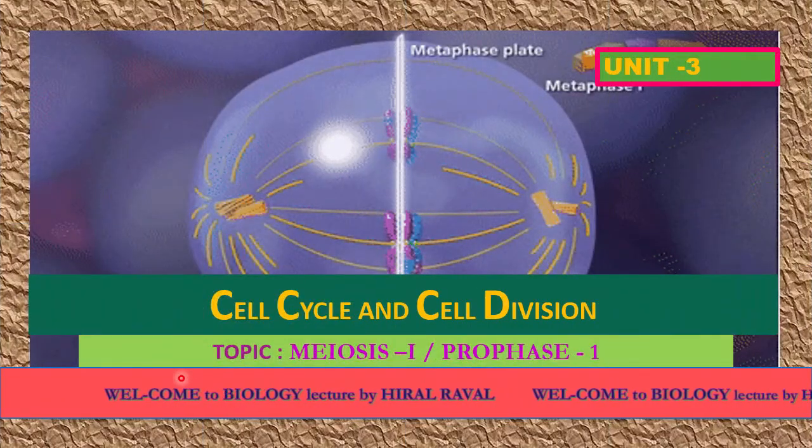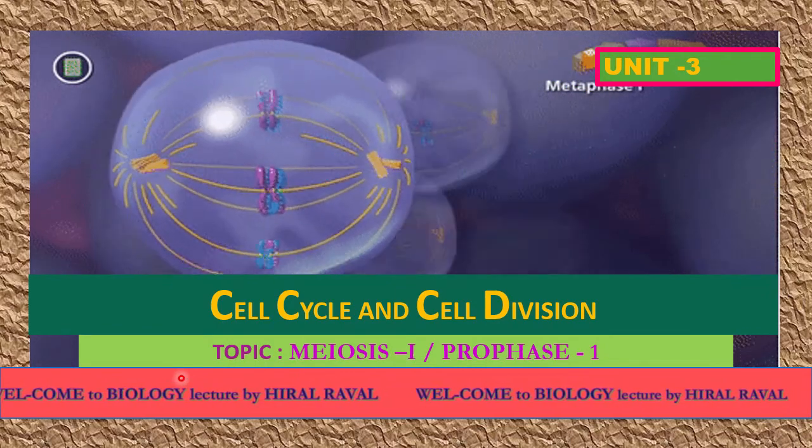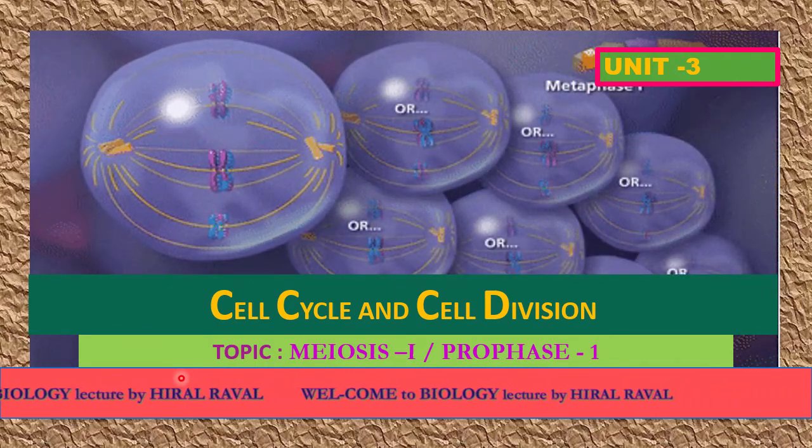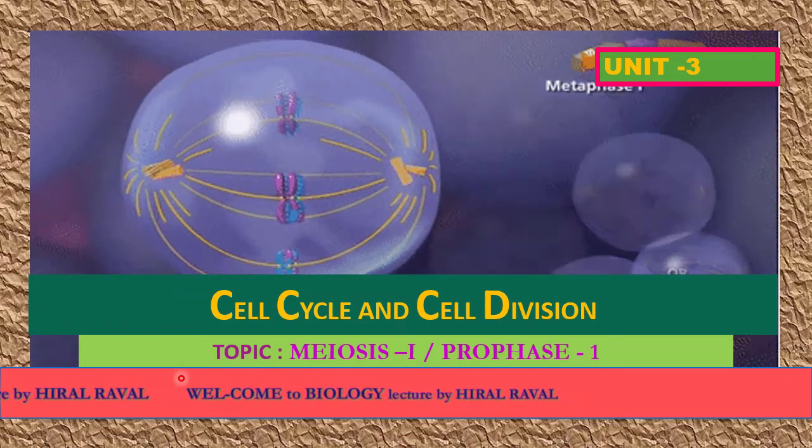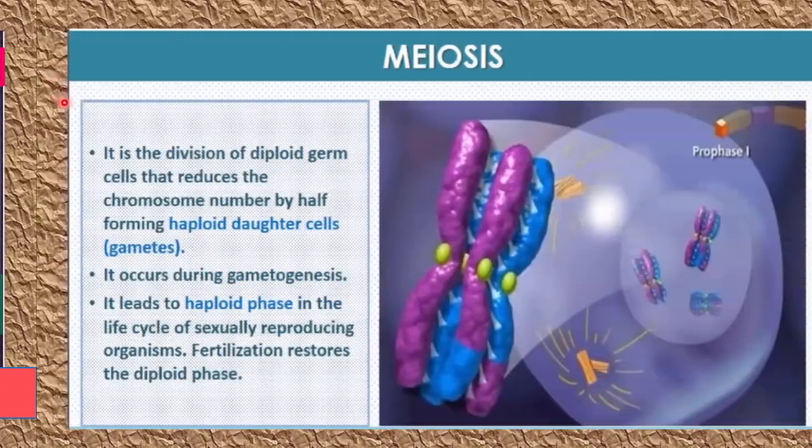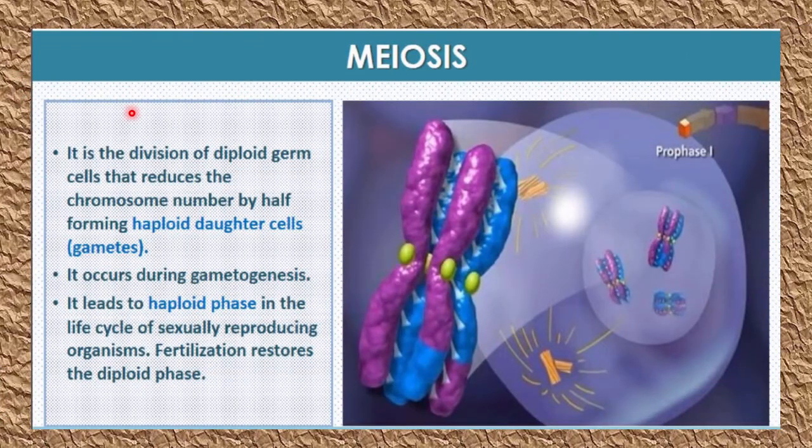Hello students, today we are going to discuss meiosis 1, in which we will discuss in detail prophase 1. So first of all, let me define meiosis. It is a division of a diploid germ cell that reduces the chromosome number by half.